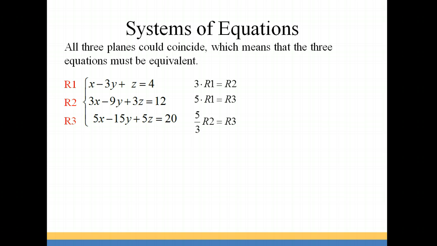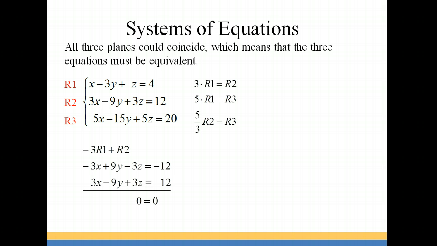If I multiply 3 times the first equation, I get the second equation. If I multiply 5 times the first equation, I get the third. And if I multiply 5/3 by the second equation, I get the third. So there's a relationship between all of these equations. Let's try to use some Gaussian elimination to try to solve this system.